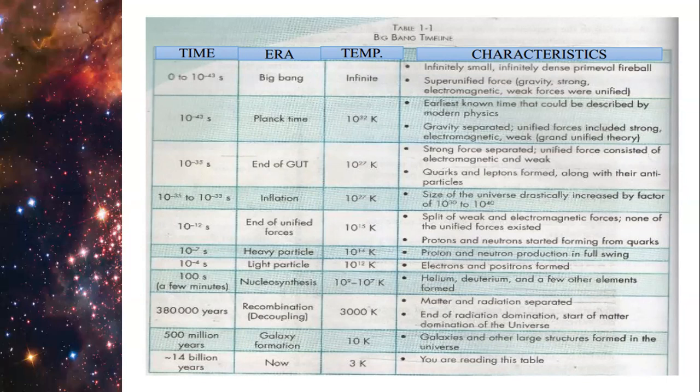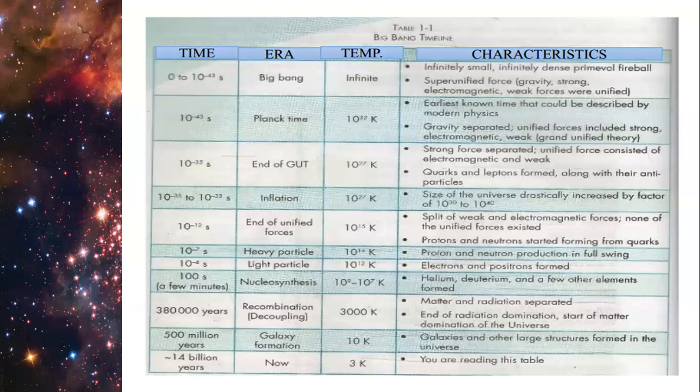Around 10 raised to the negative 35 to 10 raised to the negative 37 seconds later, the temperature is still 10 raised to 27 Kelvin. The universe increased by a factor of 10 raised to 30 to 10 raised to 40. Thus, this is known as the inflation era. In the end of unified forces era, that is 10 raised to the negative 12 seconds later, the temperature dropped to 10 raised to 15 Kelvin.